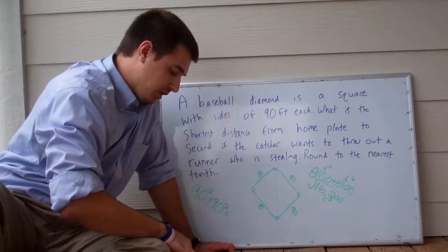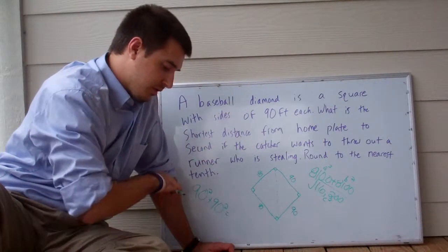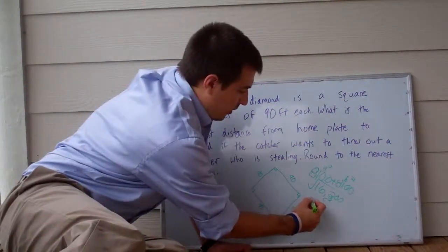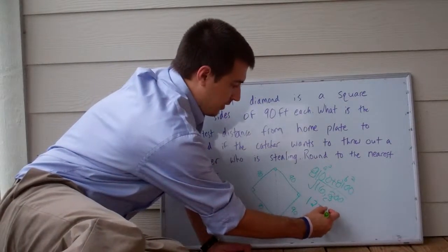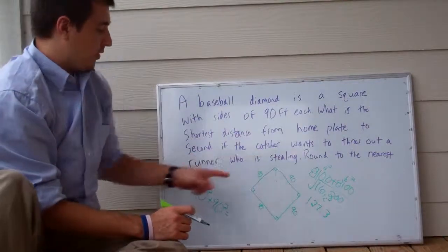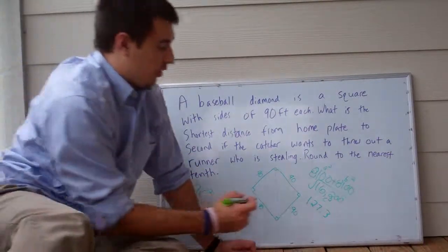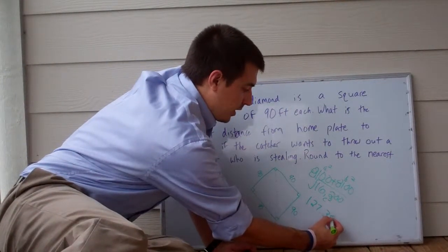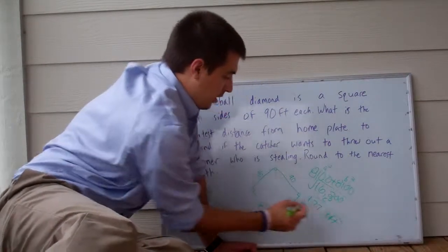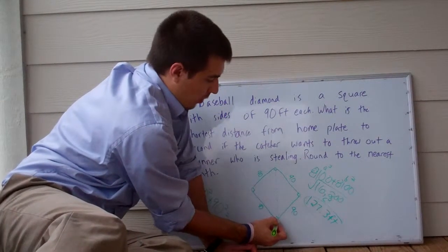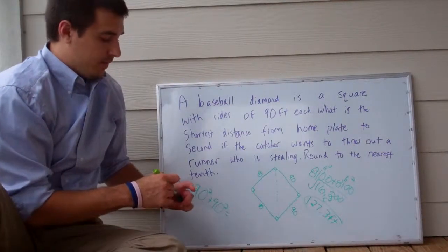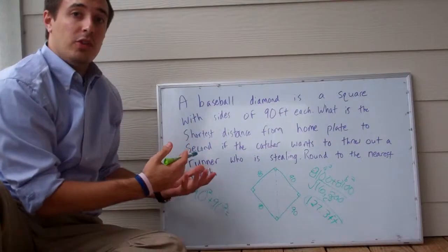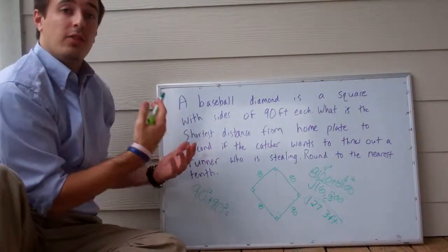Let's type that in real quick. Equals 127.3. Remember, our directions say the nearest tenth. So it's 127.3 feet that the catcher needs to throw from home plate to second base to throw out the runner. Alright? So this is how you can use the Pythagorean theorem in a real life situation.